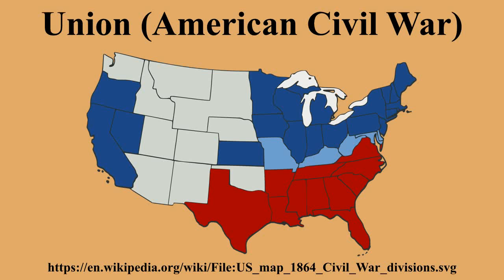During the American Civil War, the Union referred to the United States of America and specifically to the national government and the 23 free states and 5 border states that supported it. The Union was opposed by 11 southern slave states that formed the Confederate States, or the Confederacy.